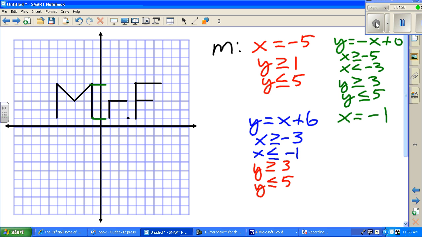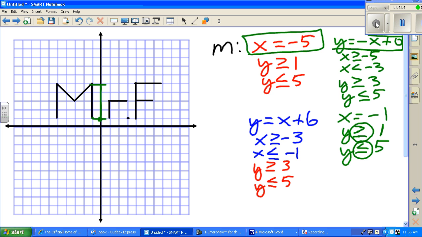Okay, so y has to be greater than or equal to 1 and less than or equal to 5, because I'm going from 1 to 5. There are my 4 lines, my 4 equations for lines with bounds for the m.